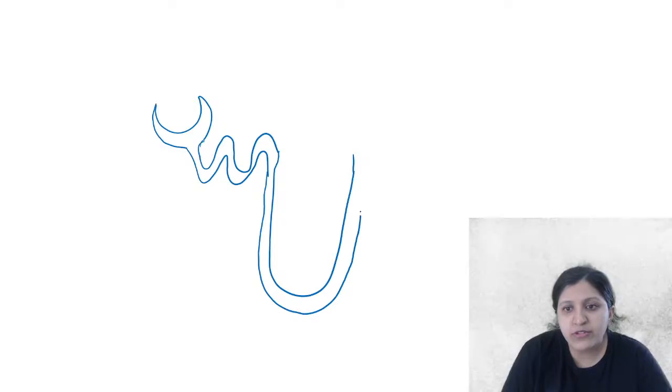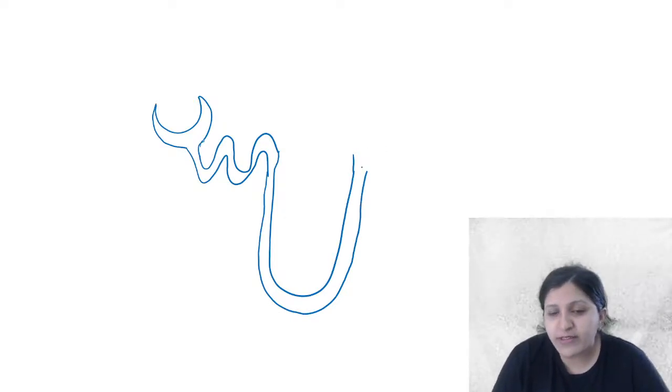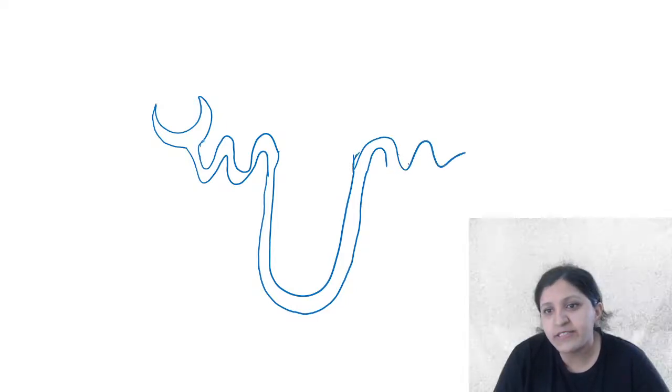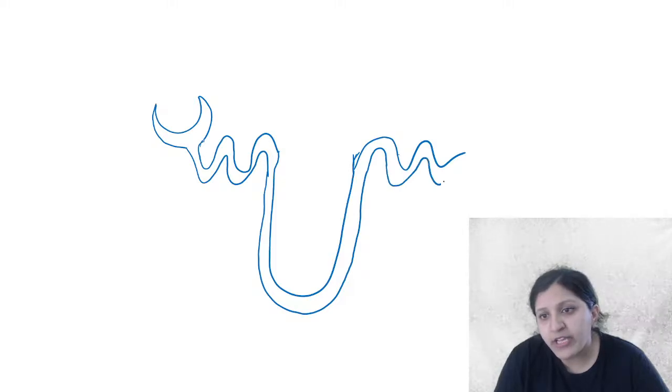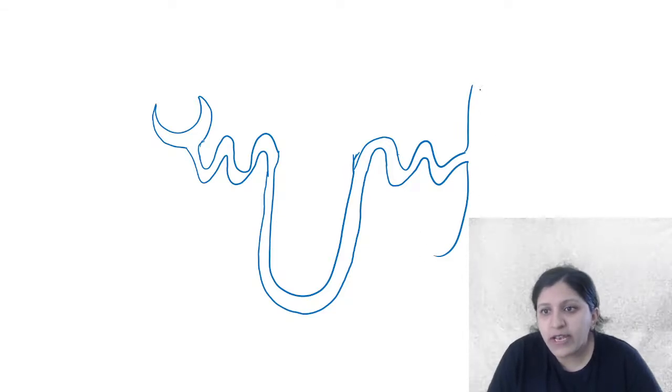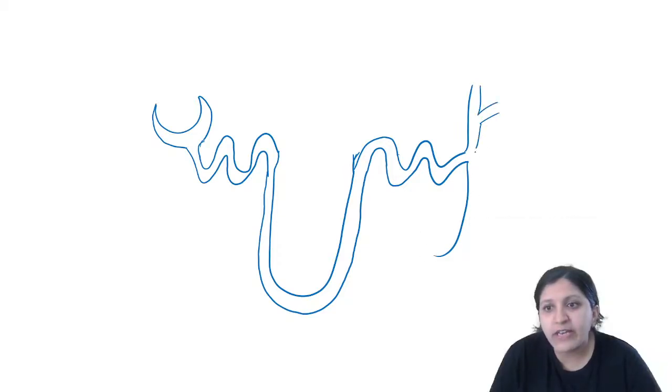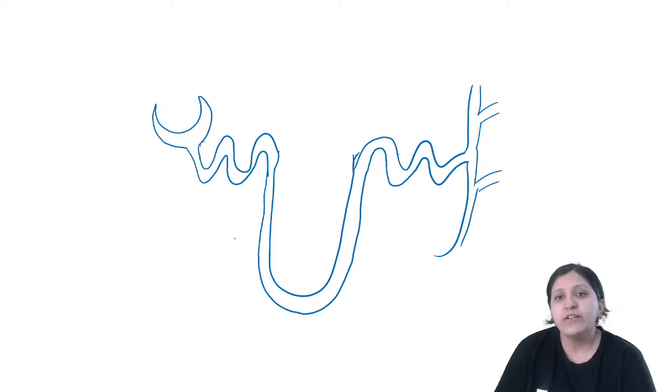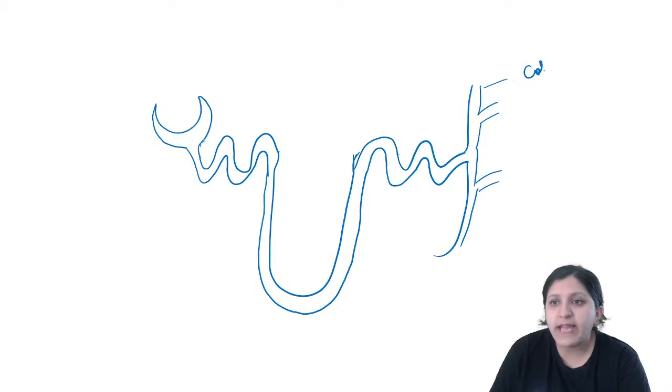Please excuse my drawing skills with the pen tab. So this one is actually the DCT. All right, so this one is the DCT which will be joining the duct, that is the collecting duct. So here we have this collecting duct now. So this collecting duct at the junction is going to collect the urine from different nephrons also. So this is now a collecting duct, so we will quickly label them.